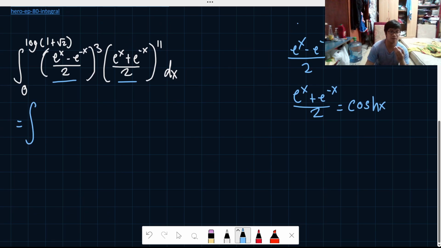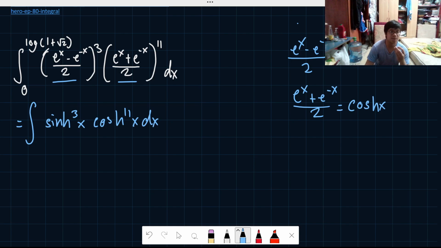So let me rewrite this. This e raised to x minus e raised to negative x all over 2 is hyperbolic sine cubed of x. Then for e raised to x plus e raised to negative x all over 2, this becomes hyperbolic cosine of x raised to 11. That's it. Then let's just copy the other limits. Now, speaking of limits, we can manipulate this upper limit into something simpler.